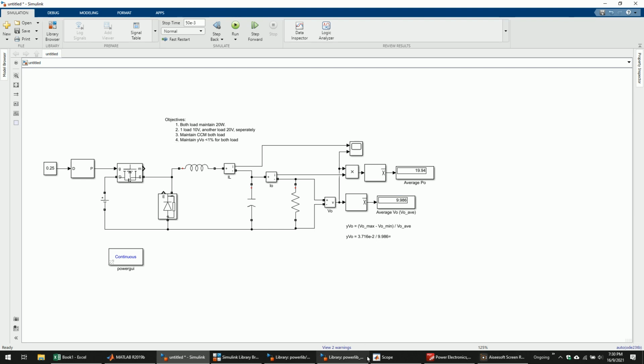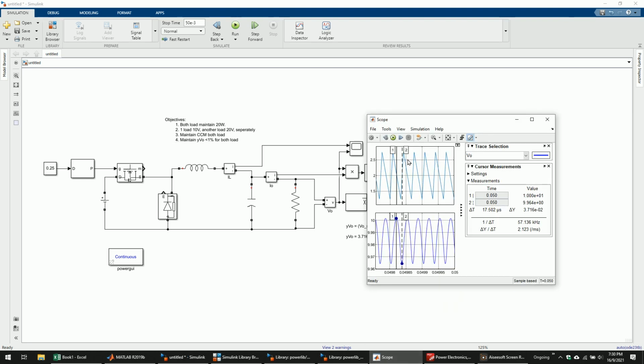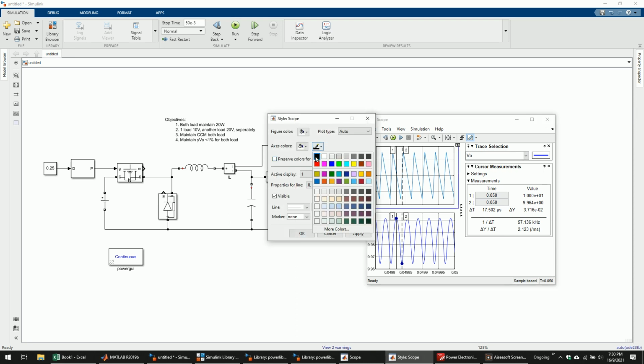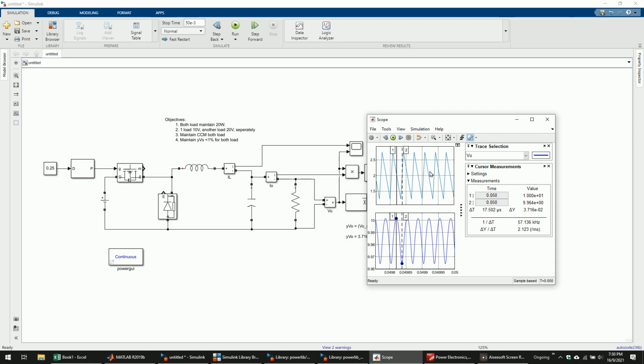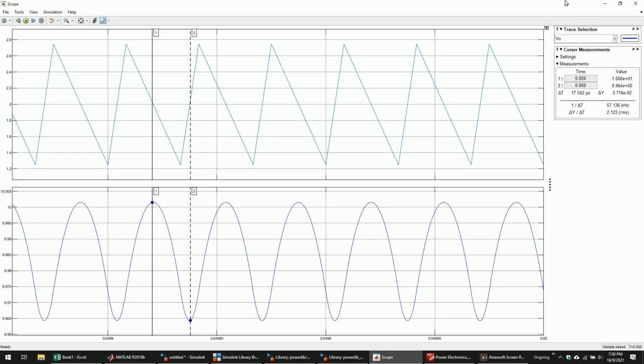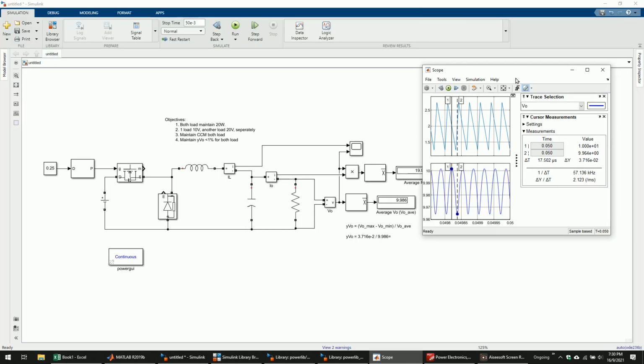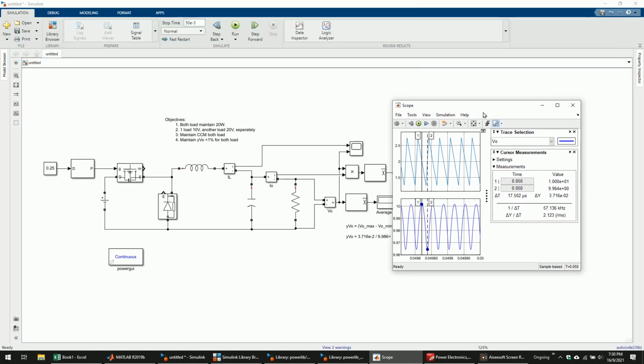So now you record everything. You make sure you take the picture for this one and this one. Show the value. This is the important one, and make sure you change the style to black because it is much more clear. And make sure you don't maximize it. It's hard to insert into the report.